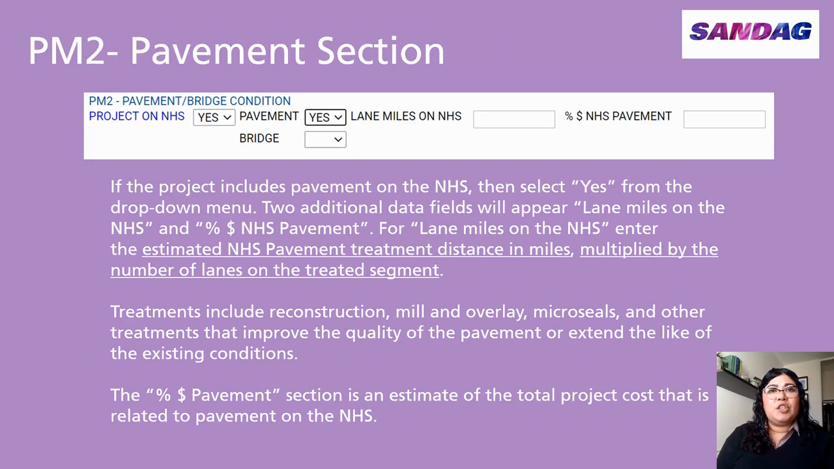If the project includes pavement on the NHS, then select yes from the drop-down menu. Two additional data fields will appear: lane miles on the NHS and % $ NHS pavement. For the lane miles on the NHS, enter the estimated NHS pavement treatment distance in miles, multiplied by the number of lanes on the treated segment. Treatments include reconstruction, mill and overlay, microseals, and other treatments that improve the quality of the pavement or extend the life of the existing conditions. The % pavement section is an estimate of the total project cost that is related to pavement on the NHS.